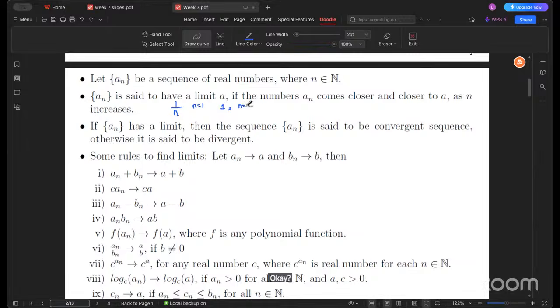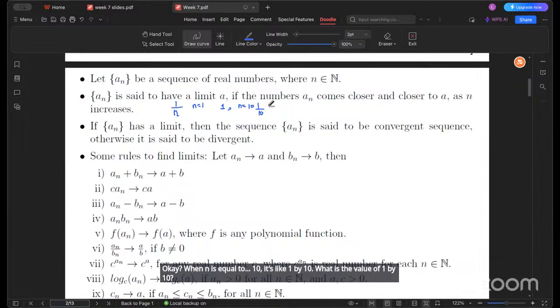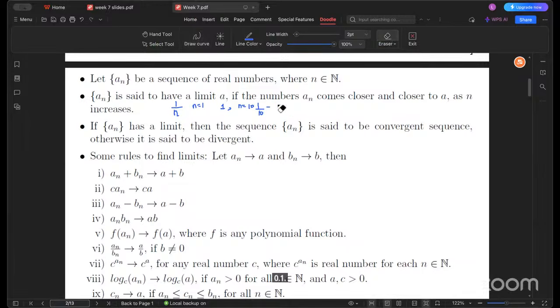n is equal to 10. It's like 1 by 10. What is the value of 1 by 10? Yeah, 0.1. Maybe I'll write 1 by n. So it is 0.1. So 1 by 1000.